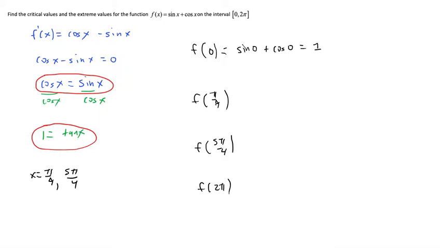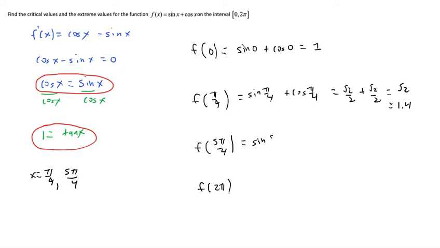And what happens when we plug in pi over 4 in here? Well, the sine of pi over 4 plus the cosine of pi over 4, right? This is just rad 2 over 2. So rad 2 over 2 plus rad 2 over 2, which is, well, that's just radical 2. Radical 2 is approximately 1.4.